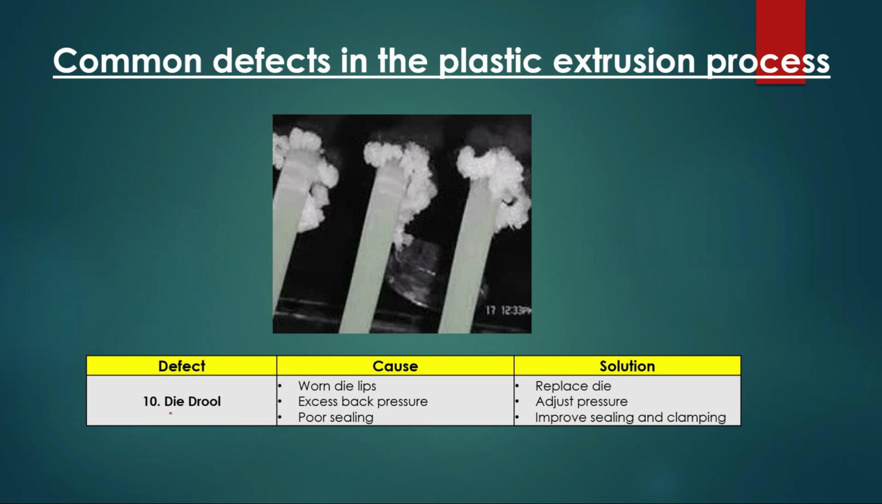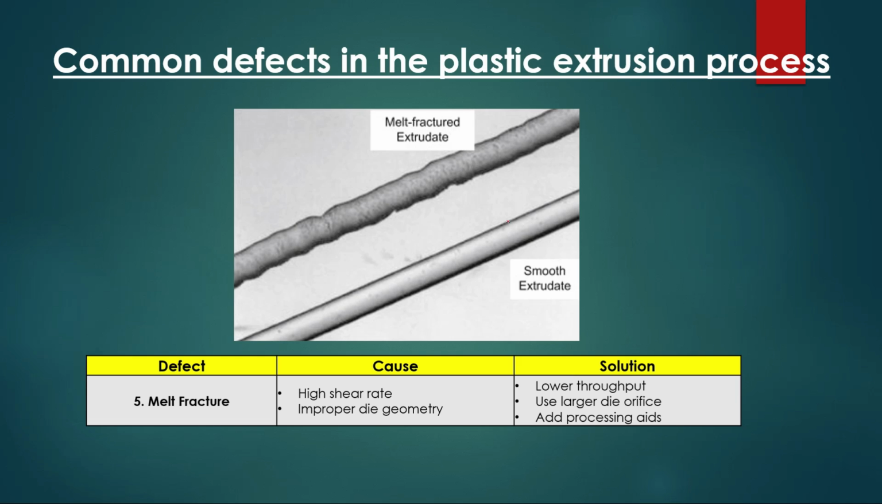And then we have the die drool defects. These defects generally occur due to a worn die lip, excess back pressure, and poor sealing of the die. So we need to replace the die or properly design the die, adjust the pressure, and improve the clamping.